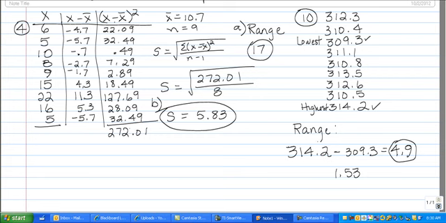Okay, I think I'm going to stop on this one, and in the next recording we'll take a look at finding the information from a frequency table. And also we'll look at Chebyshev's theorem. So those are two things that we'll take a look at in the next recording.